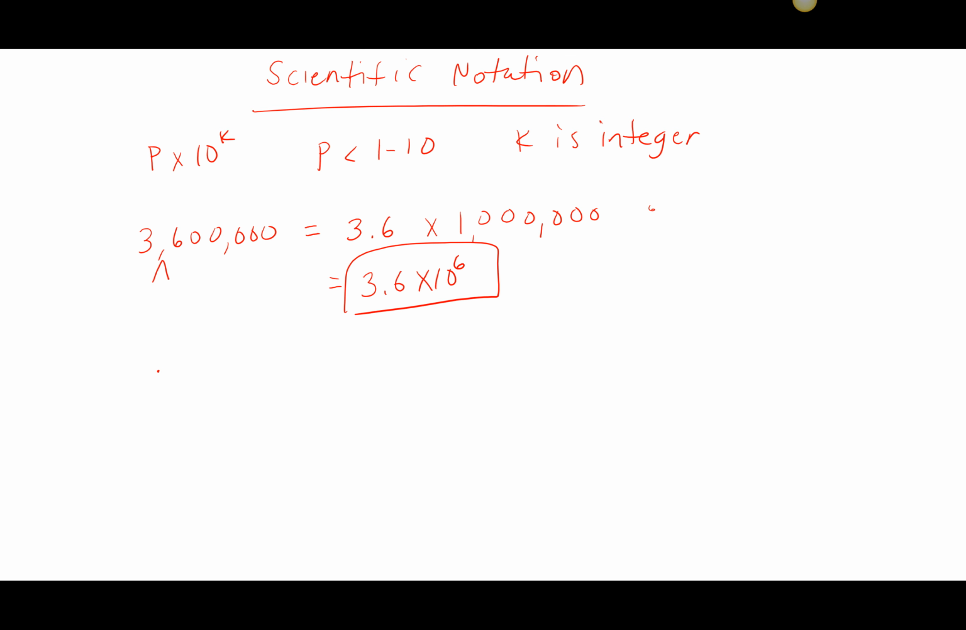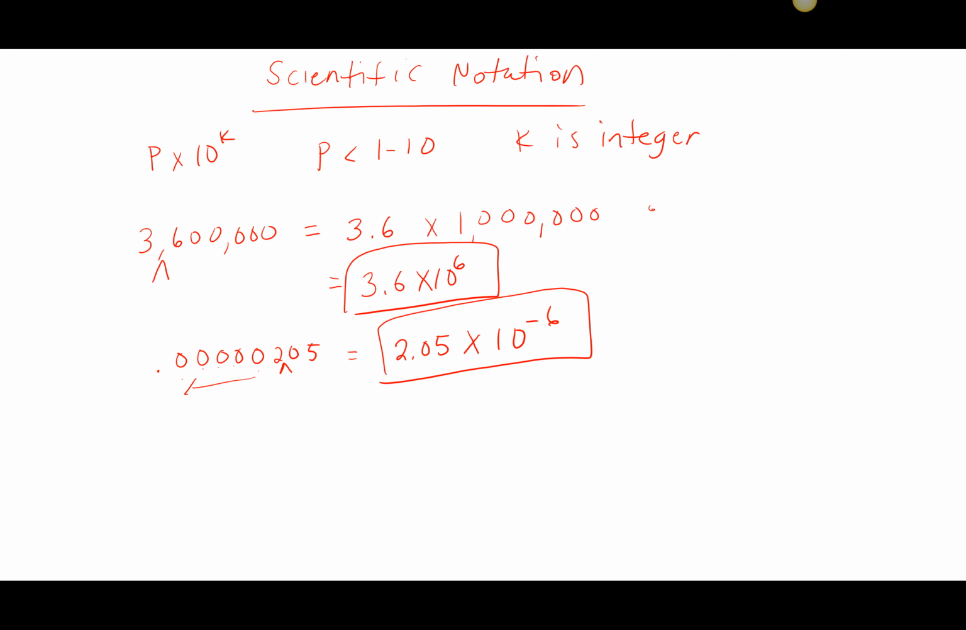Let's try another one. What if we had this one? 205. So now we need to do a number between 1 and 10. So 20 wouldn't be it, would it? It needs to be 1 through 10. So that's going to equal 2.05 times 10, and then count back. So 1, 2, 3, 4, 5, 6, to the negative 6. So when you're counting this way to the left, it's going to be negative. To the right is positive. Okay?